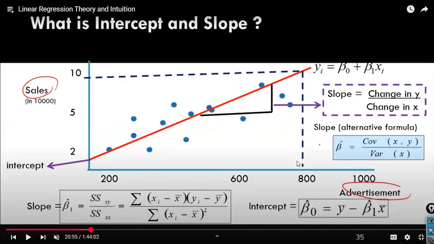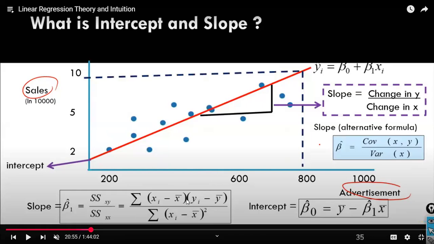There is a formula for the intercept. Beta naught is equal to y bar minus beta 1 cap times x bar. This is the formula. Similarly, there is a formula for the slope: covariance of x comma y divided by variance of x. This we'll see later. Either you can use covariance of x comma y divided by variance of x, or you can use this formula.